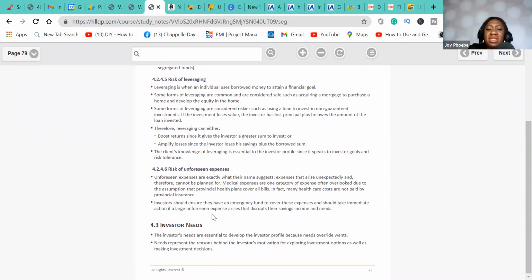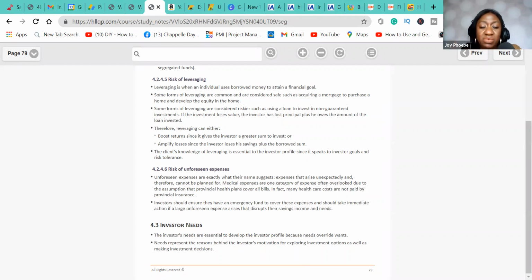Okay. So now to leverage, you need to look at your investor profile to determine if leveraging, or what level of leveraging, you will recommend for them. Risk of unforeseen expenses. Well, life happens, right? So things could happen that are not planned for, right?